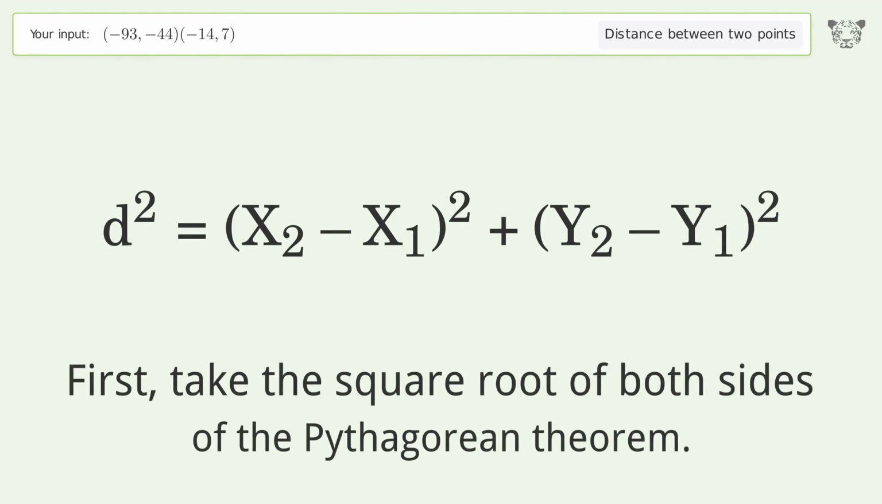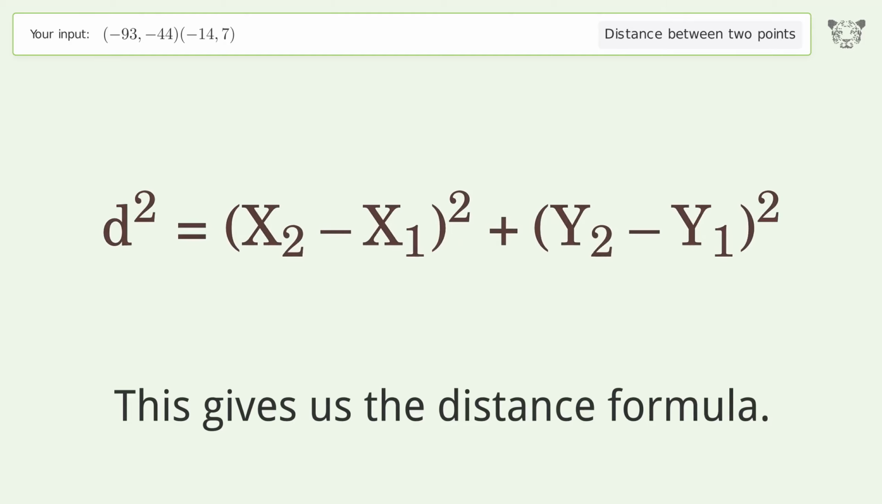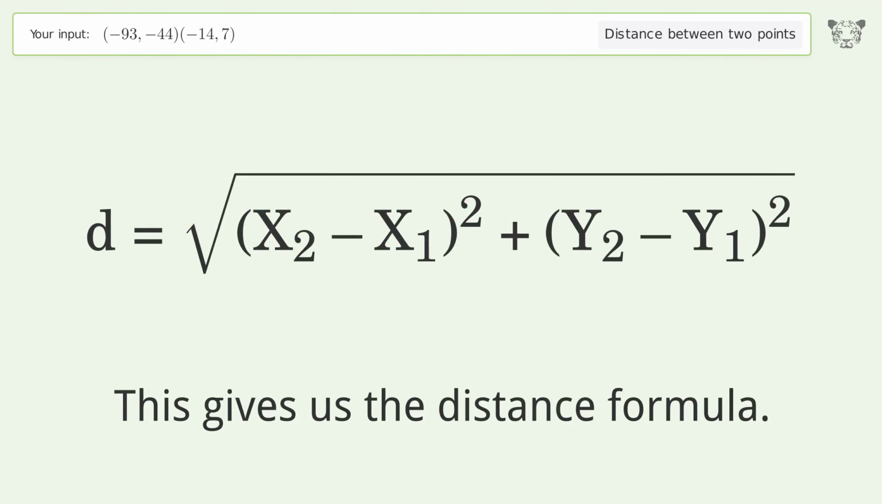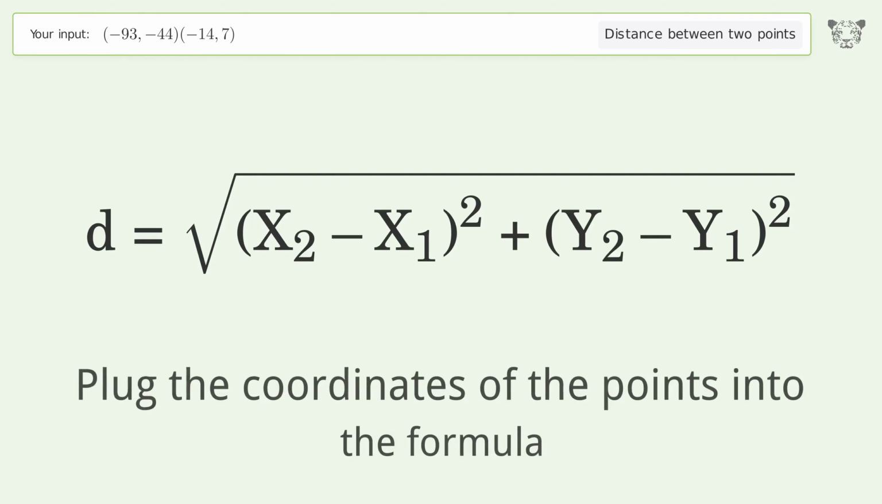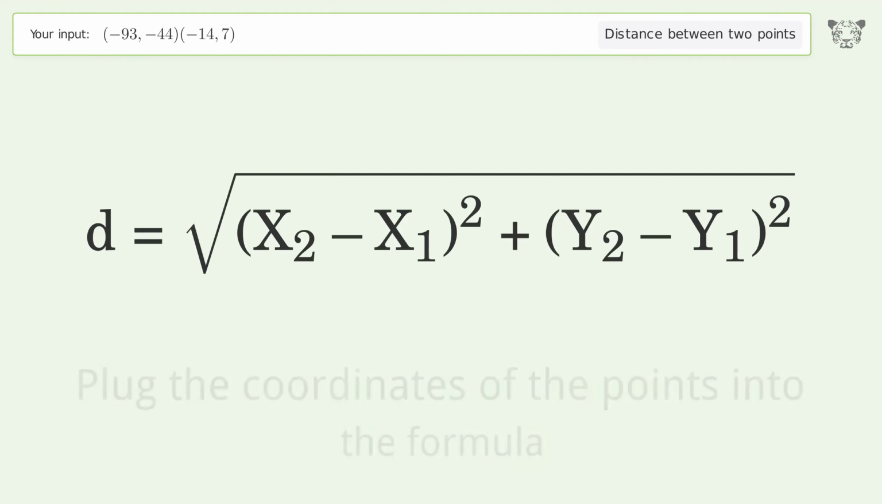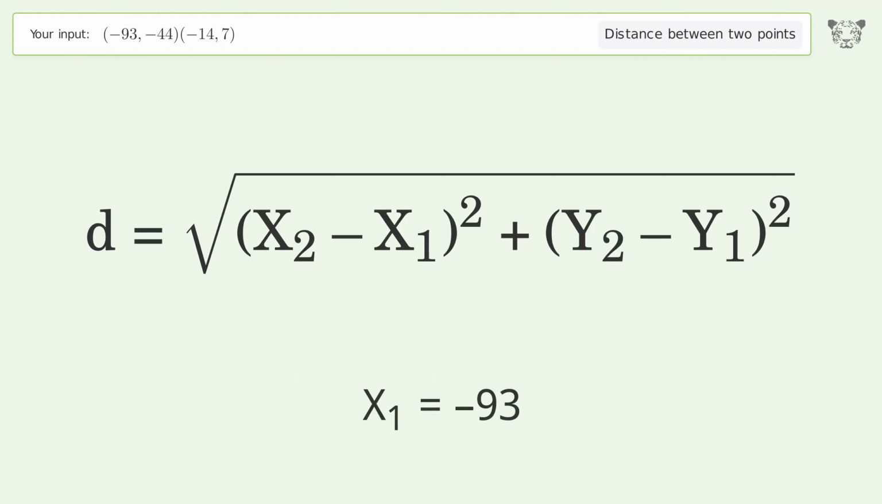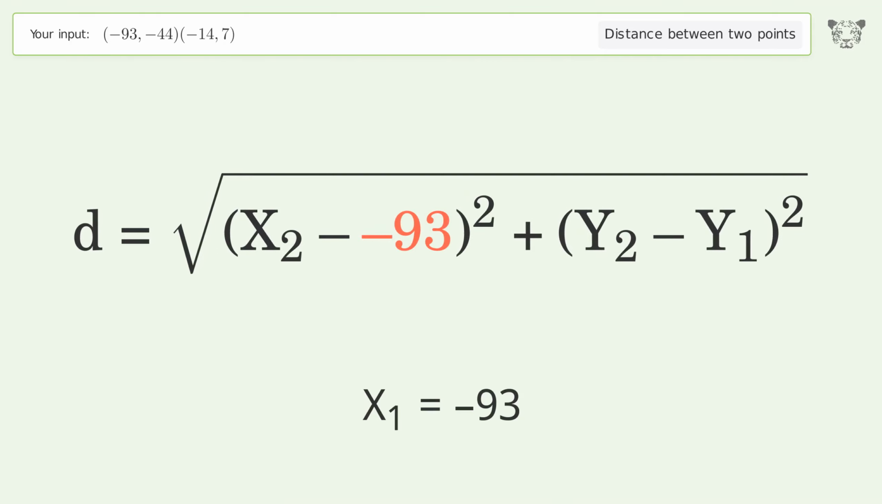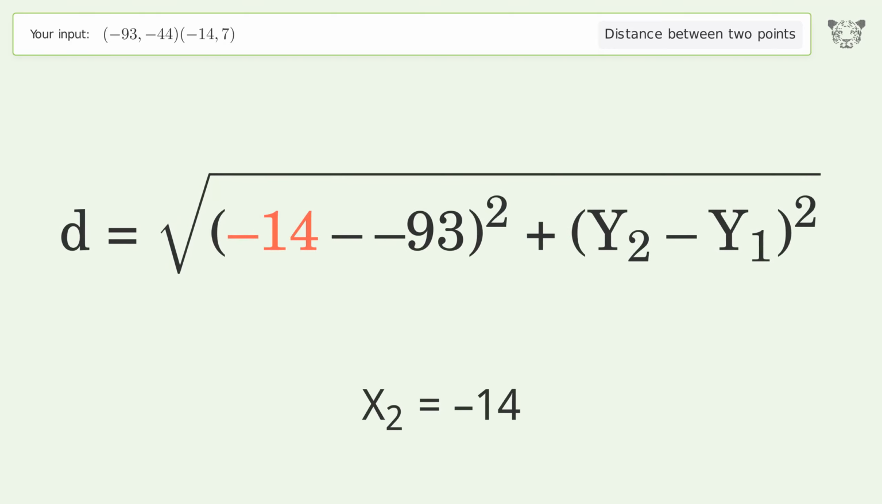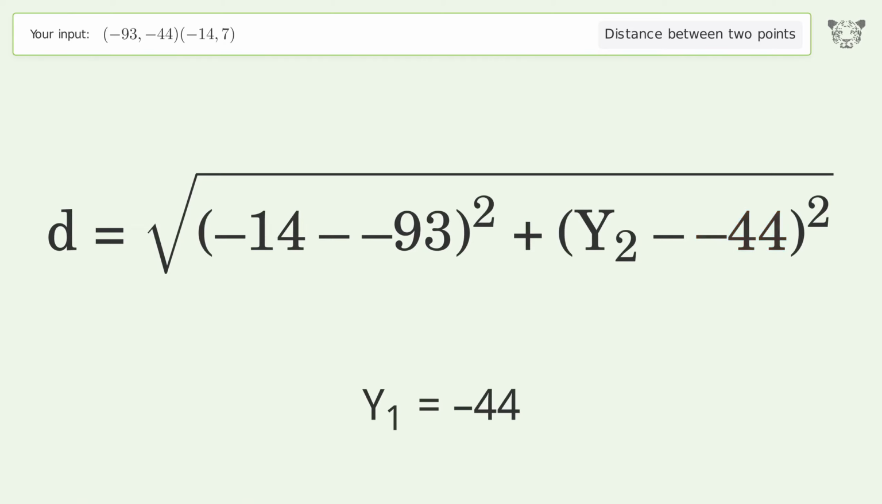First, take the square root of both sides of the Pythagorean theorem. This gives us the distance formula. Plug the coordinates of the points into the formula. x1 equals negative 93. x2 equals negative 14. y1 equals negative 44. y2 equals 7.